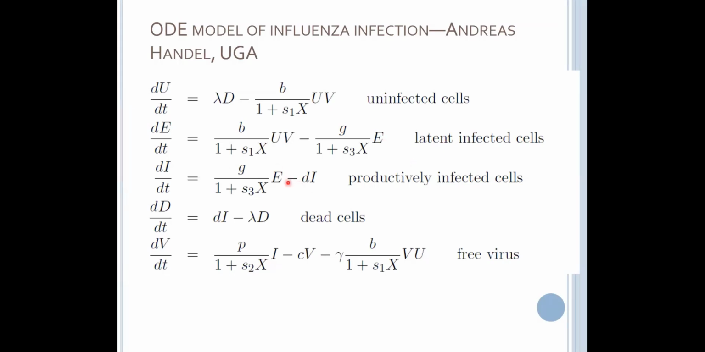So they're now producing virus, and this is what's driving free virus. So free virus here depends on infected cells. And then cells can die, and we're actually keeping track of the dead cells. And so there's no immune response here, and we're just looking at growth kinetics.